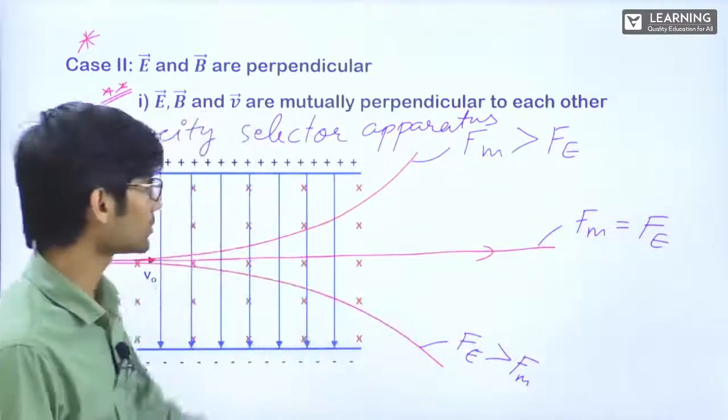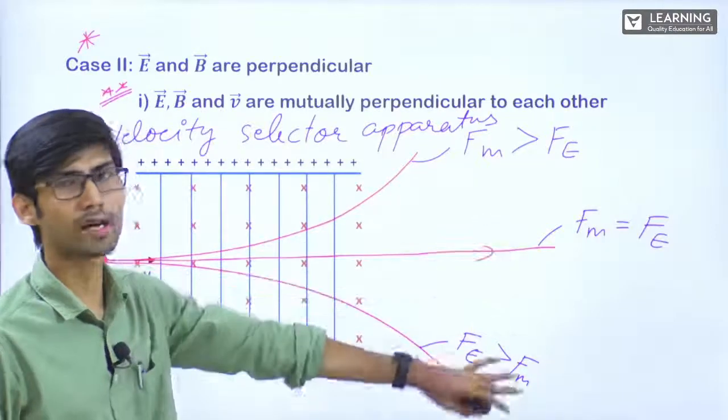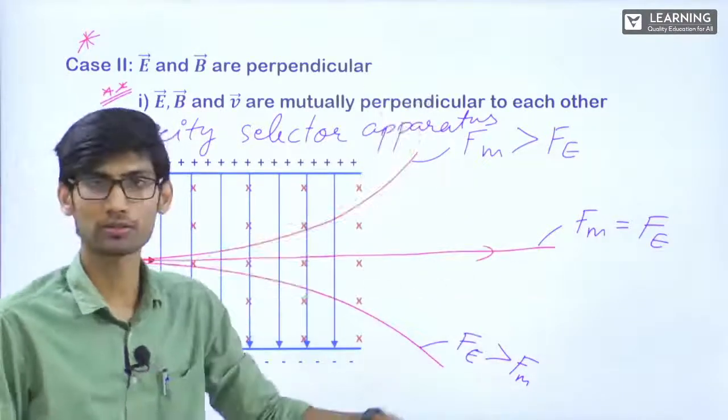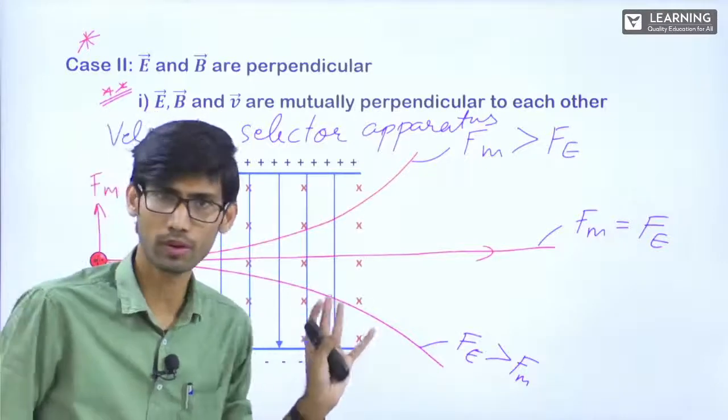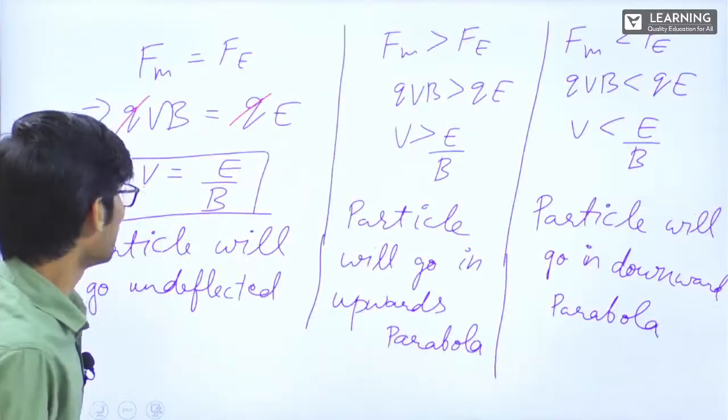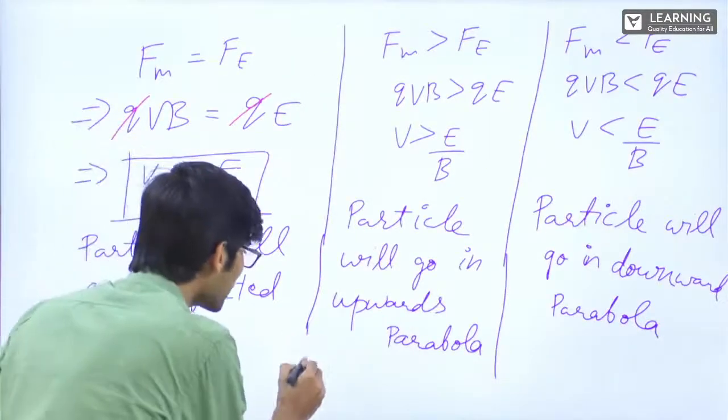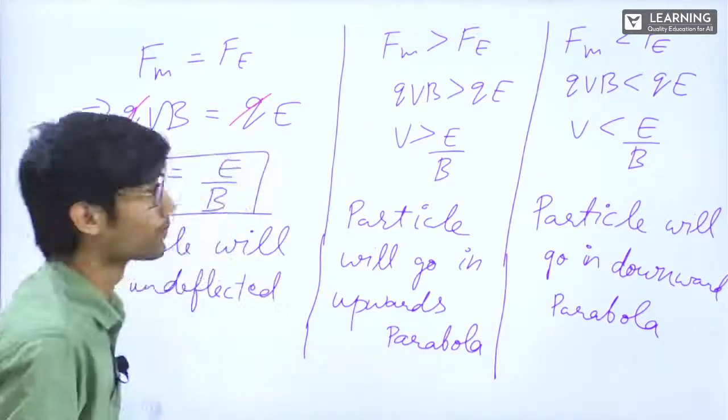Different velocity particles will have different paths. We will get to know, we will collect these particles or use these particles as we want. Understood? Easy it is. This you should know.